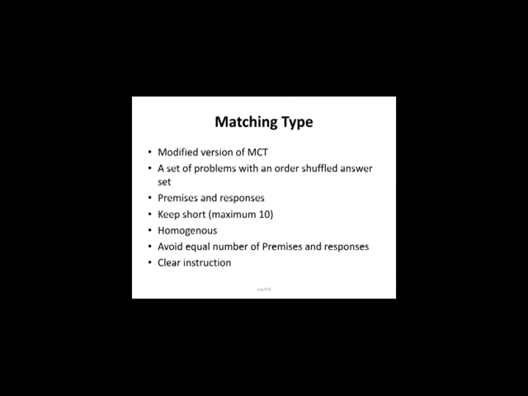Homogeneity of the premises should be very much considered. We should not include premises which are not homogeneous. The premises should be from a selected single area. It should not be easily identifiable for the respondee. We should not provide an equal number of premises and responses, as we have already said. The responses should exceed the number of premises.